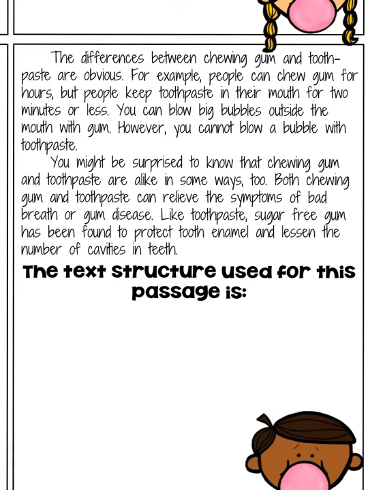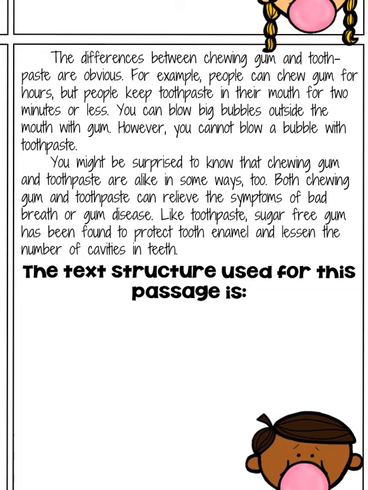The differences between chewing gum and toothpaste are obvious. For example, people can chew gum for hours, but people keep toothpaste in their mouth for 2 minutes or less. You can blow big bubbles outside the mouth with gum. However, you cannot blow a bubble with toothpaste. You may be surprised to know that chewing gum and toothpaste are alike in some ways too. Both chewing gum and toothpaste can relieve the symptoms of bad breath or gum disease. Like toothpaste, sugar-free gum has been found to protect tooth enamel and lessen the number of cavities in teeth. What text structure do you think is used for this passage?